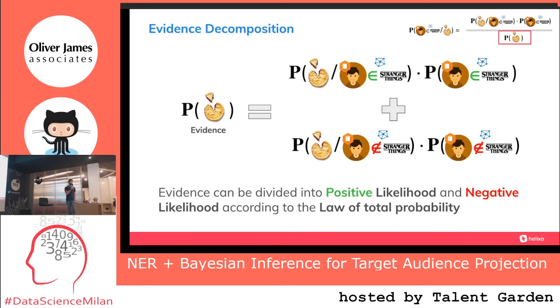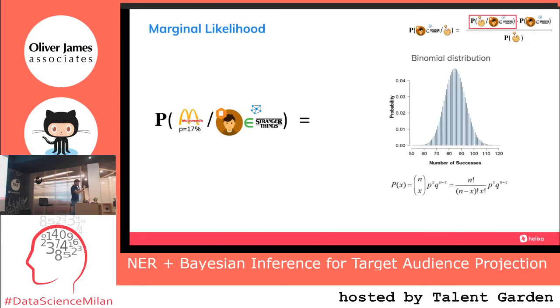Next step is to further decompose the evidence. This is the law of total probability, so if you're not familiar with it, it's just another mathematical decomposition. We're not inventing anything, just applying the math. The evidence can be rewritten this way: it's just a sum of what is called the positive likelihood and negative likelihood, okay?